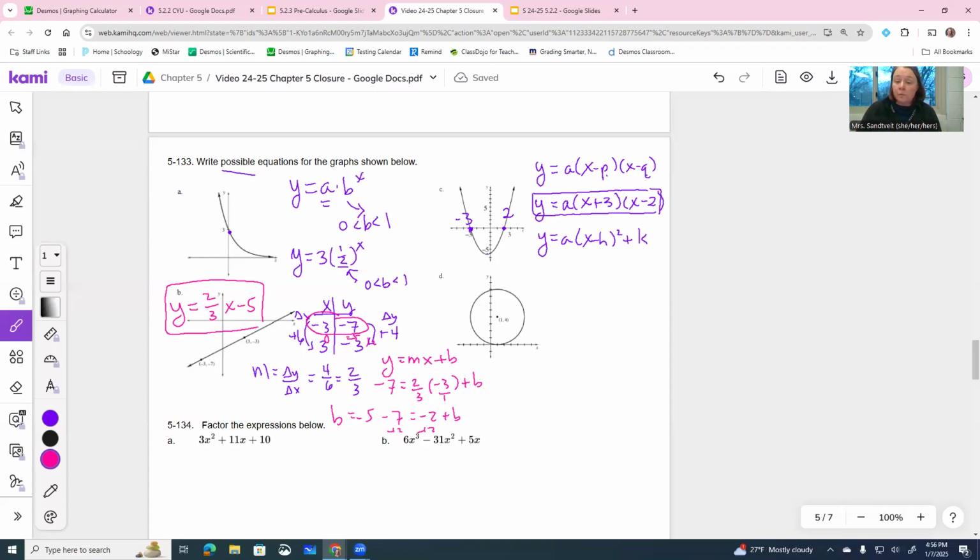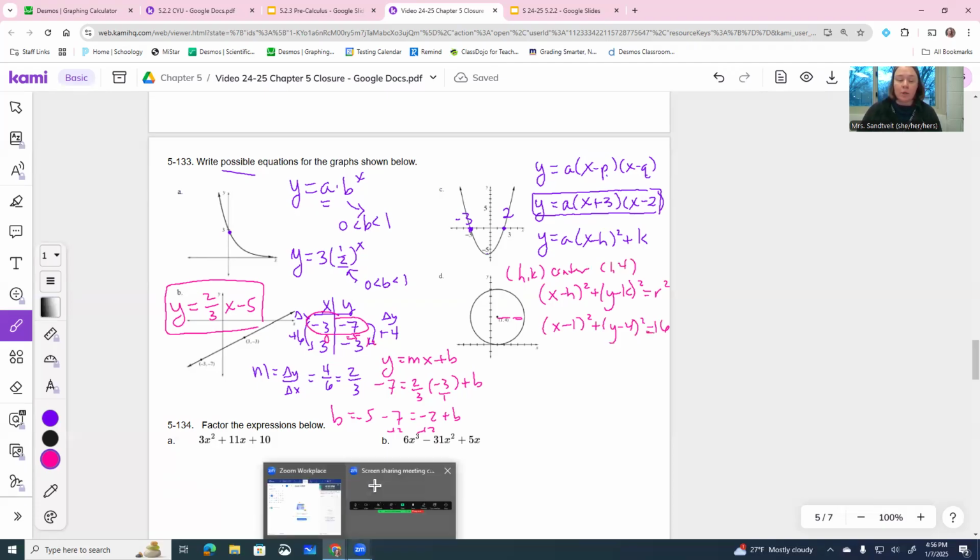Right, this is a circle. Circles have this general form for the equation. Remember, h, k is your center. And in this case, my center is at 1, 4. So I know I have x minus 1, that whole thing squared, plus y minus 4, that whole thing squared. And then my radius. From here to here, if I count, it's 1, 2, 3, 4. So 4 squared, which is 16. Okay, so there's my equation for that one.